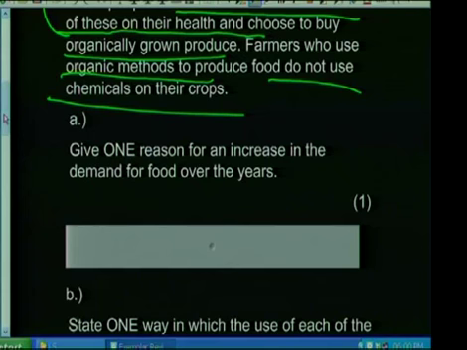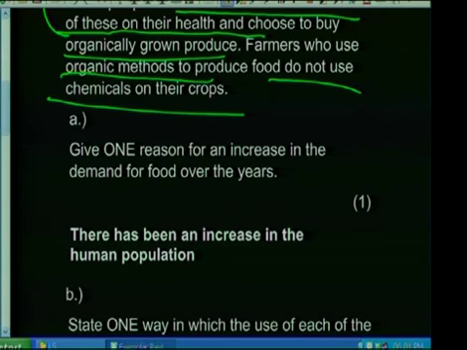Give one reason for an increase in the demand for food over the years. Why is there an increase in the demand for food? Now that's a simple question. For a simple answer, there has been an increase in the human population. You need to link this with your studies on human population, and your human population says to you that human population is growing exponentially. So there's a huge increase in the human population, and this places a greater demand on the food that is available.